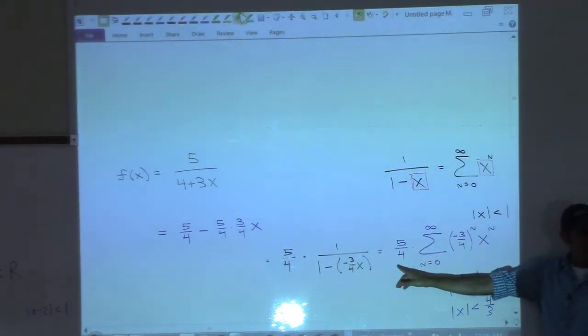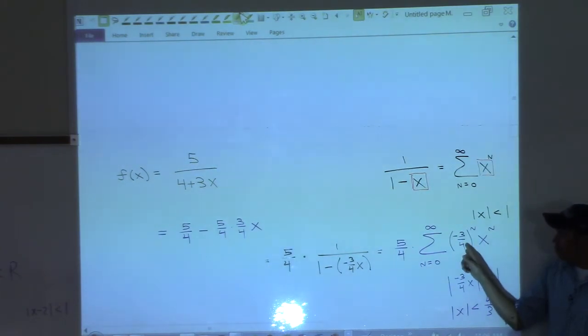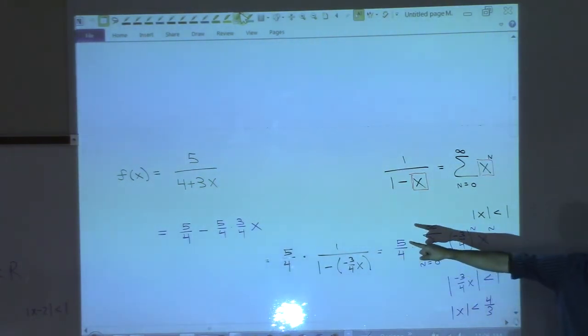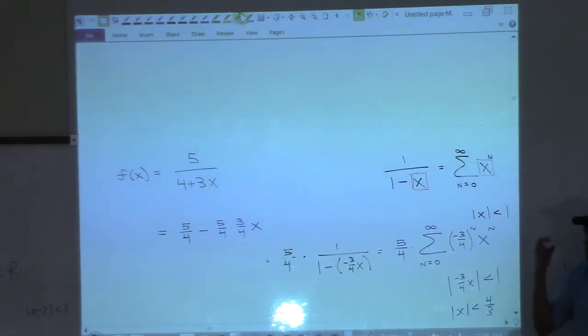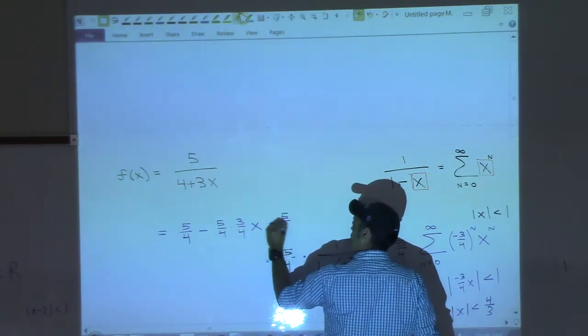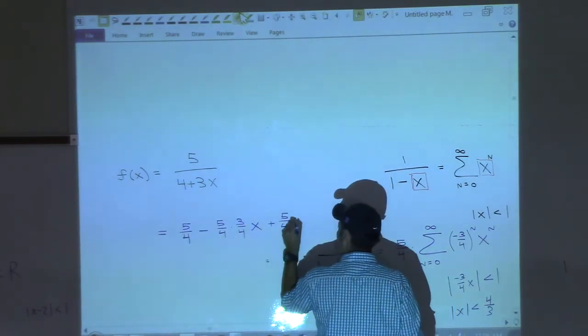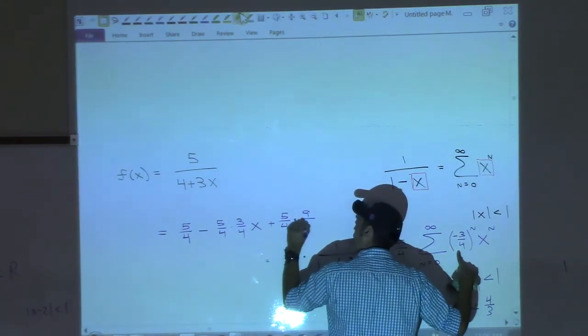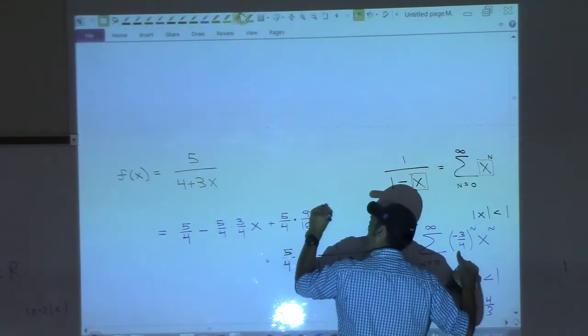Then if n is 1, this will be negative 3/4 times x to the first power times 5/4, which is that second term. Now I'm going to let n be 2, right? If I let n be 2, I'm going to have a positive, aren't I? Because this right here is going to be positive. So I'll have plus 5/4 times what? 9/16. Yeah, 9/16 x squared.